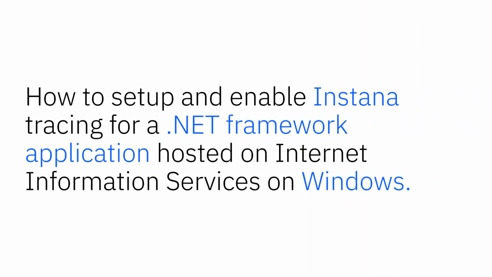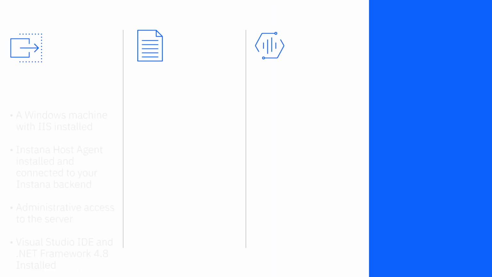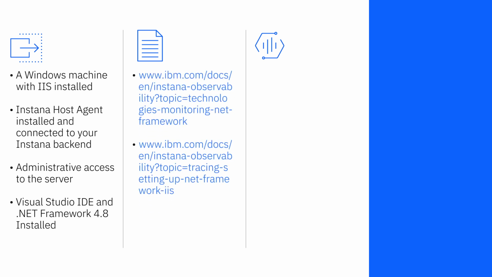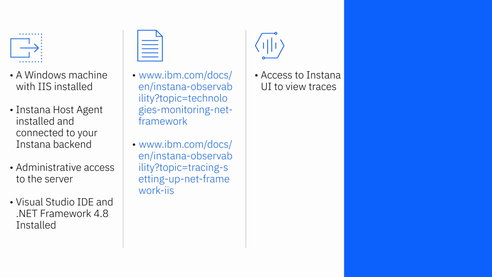In this video, I'll demonstrate how to set up and enable Instana tracing for a .NET Framework application hosted on Internet Information Services (IIS) on Windows. Before we begin, ensure that all the required prerequisites are in place and refer to the official Instana documentation for detailed setup and configuration guidance throughout the process. Let's start by creating the application.